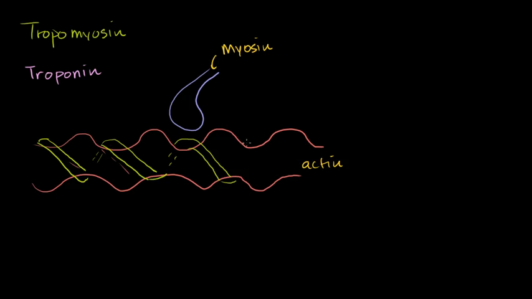The important thing about it, let me take a step back. It's coiled around it, and it's attached to the actin by another protein called troponin. So this is the troponin. Let's say it's attached there, and there, and there, and there, and there, by the troponin. This isn't exact, but let me write this down. This is troponin, and then this is tropomyosin.